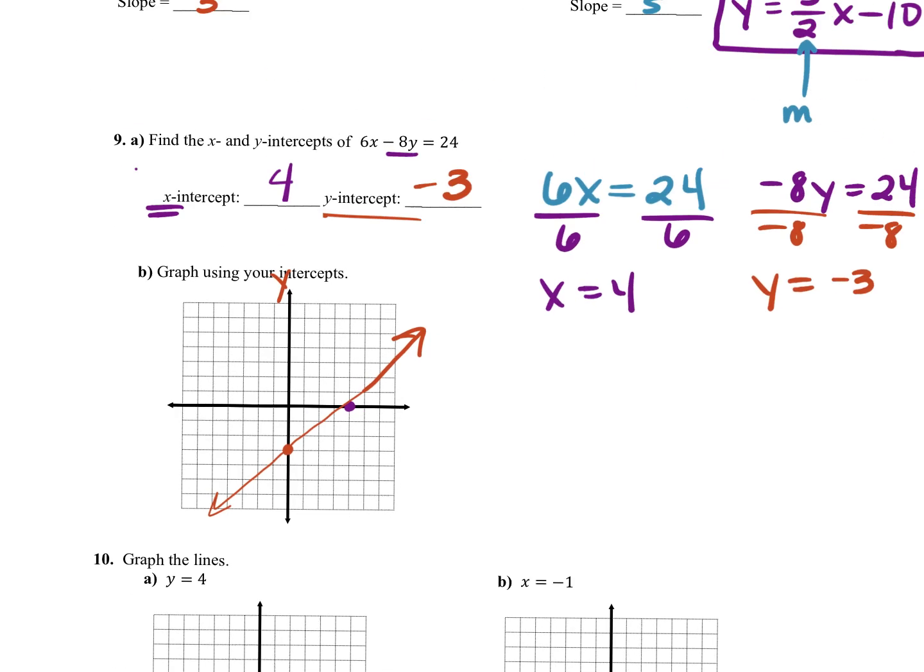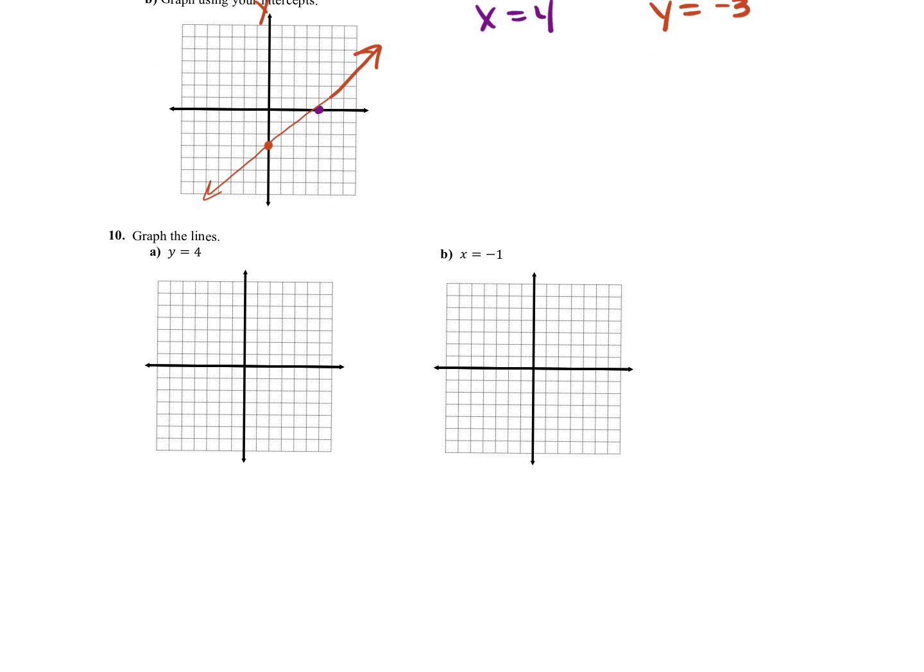Okay. Okay, last thing. y equals is what type of line? Remember, this is horizontal. So y equals 4 is horizontal at 4. What is x equals going to be? Vertical at -1. So like that.